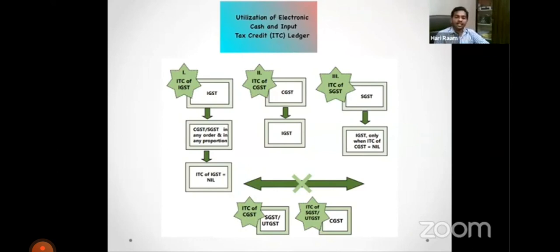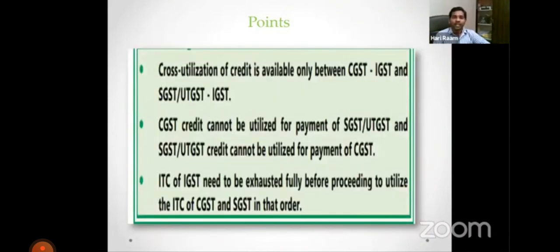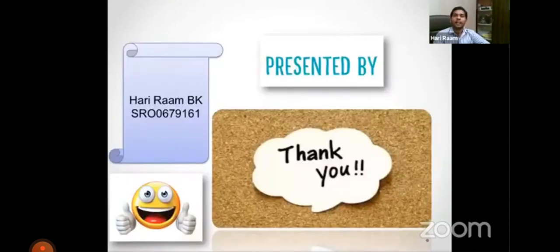Next, ITC of CGST can never be used to set off the SGST or UTGST. Same, SGST, UTGST credit cannot be set off against the CGST. If we need to understand this, we have to remember 7 points regarding this. Same thing, whatever I explained is here. Then cross utilization is also available: CGST can be utilized for IGST and SGST can be utilized for IGST. But CGST credit cannot be utilized for SGST, UTGST, and SGST, UTGST credit cannot be utilized for CGST.